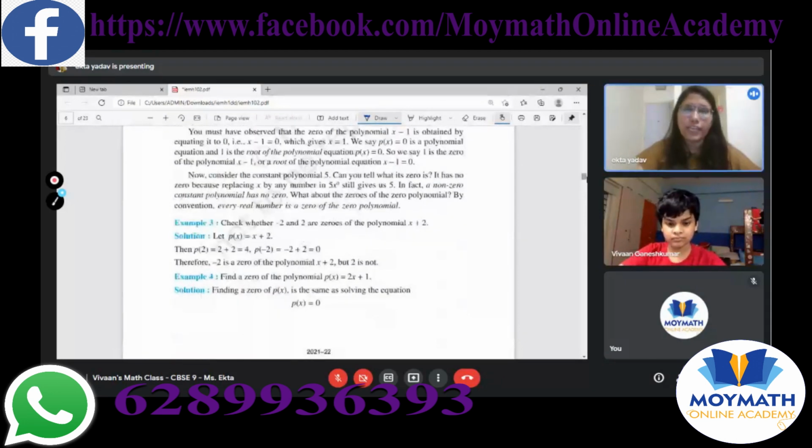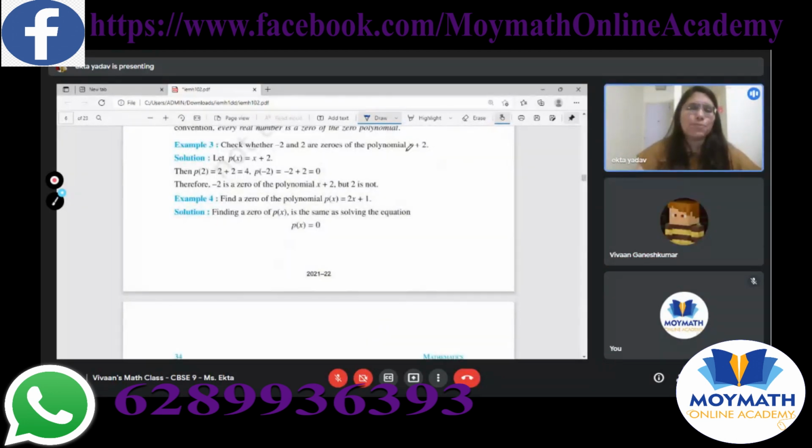Okay, example number 3. They have given you the polynomial x plus 2 and they have given you two options, minus 2 and 2. It's very easy. Which are the zeros? Which are not the zeros? Minus 2 is a 0, but plus 2 is not a 0. Super, right? So we write a polynomial like p(x) and then we write it is equal to x plus 2, right?